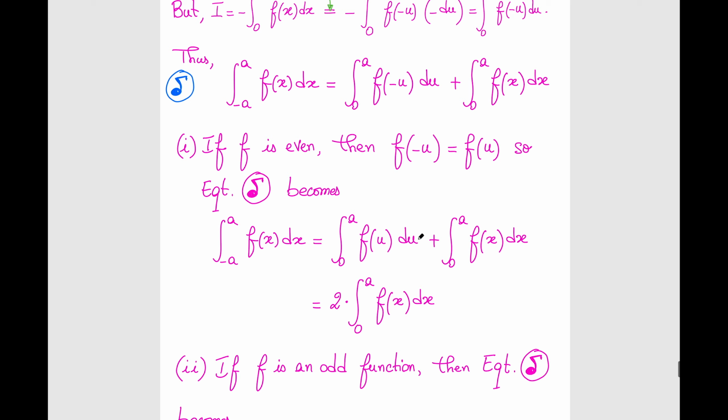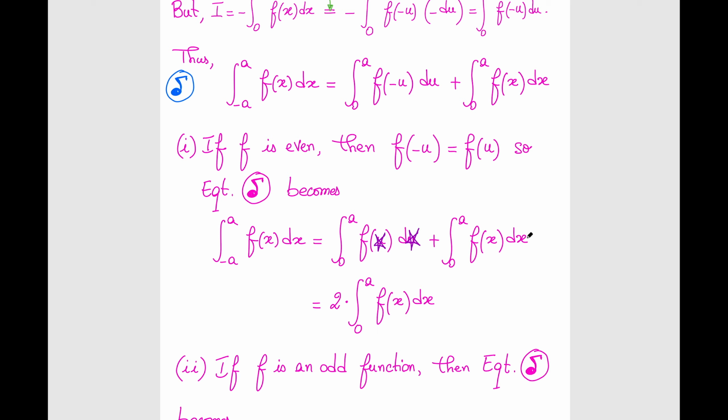And look at this. Integral from 0 to a of f(u) du plus integral from 0 to a of f(x) dx. Forget about the name of the variable. Think about this as star or something. Isn't that the same star? Isn't that the same star here? So I can call this star whatever I want. I can call this star whatever I want. Likewise here.